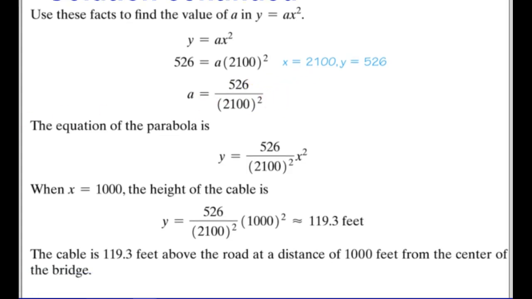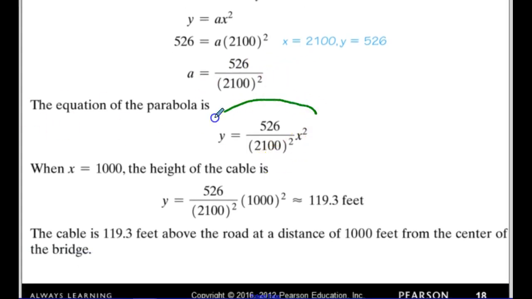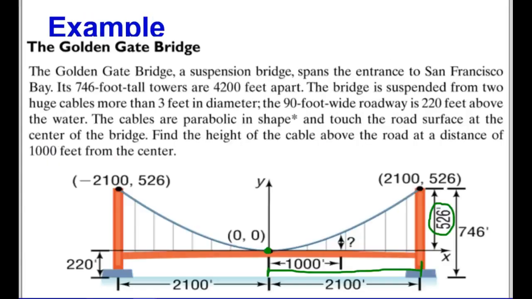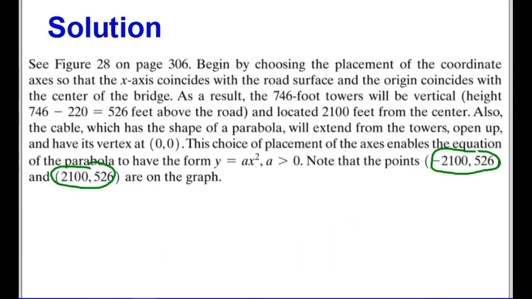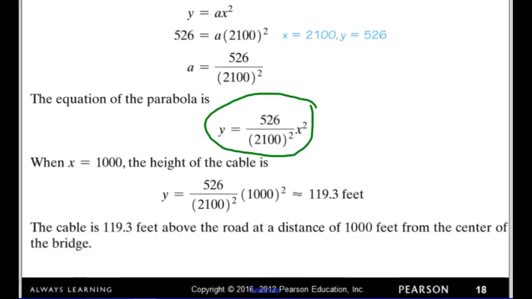So now I can write the actual equation. So here's the equation that models the Golden Gate Bridge. And then I was asked, when I'm 1,000 feet from the center, how high is the cable? Well, now I can put that into my equation. So when I'm 1,000 feet away, I plug that in, and I see that the cable is at approximately 119.3 feet.